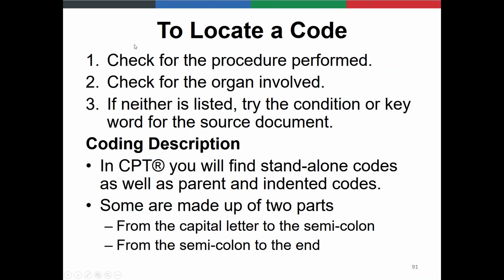Okay, so to locate a code, basically, it's very, very similar to the ICD-10. You're going to check the op note or the doctor's SOAP note for the procedure that was performed. You're going to check for the organ that was involved in the procedure. And if neither is listed, then you'll try the condition or the keyword for the source document. And I'll explain that to you as we're actually looking at source documents.